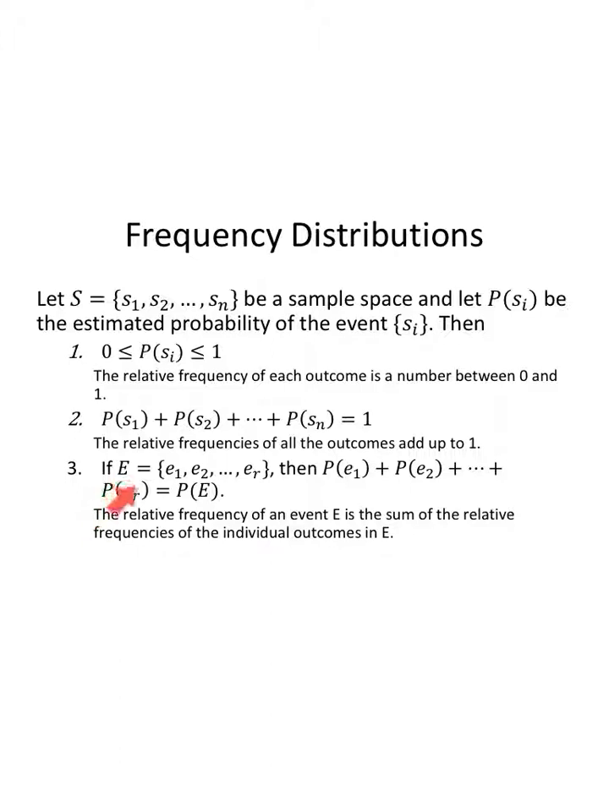If I have an event E, which is E1, E2, and so on up to ER, then the probability of all of the event elements added together makes the probability of the event E overall. Right? So I say it way better down here. The relative frequency of an event E is the sum of the relative frequencies of the individual outcomes in E.